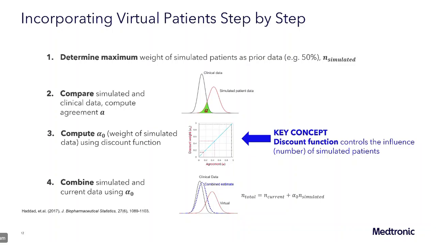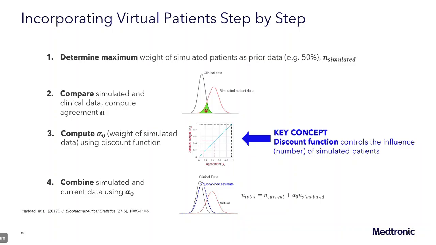And it can be as simple as this linear relationship, right? If there's 100% agreement, then you get 100% of the weight, or in this case, 50% of the virtual patients. Then as the probability of those two being from the same distribution decreases all the way down to 0, you get 0 weight. And that's what this is called, the discount function.